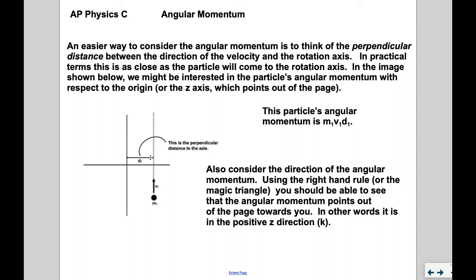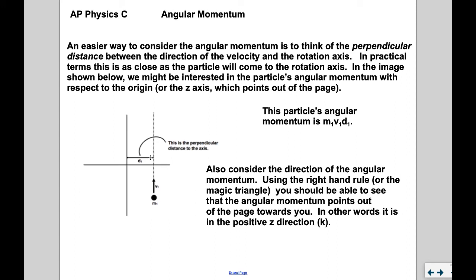So very simply, m1 v1 is the linear momentum of this particle m1, and it comes within a distance d1 of the rotation axis. So we use that as the perpendicular distance, and very simply, the angular momentum is m1 v1 d1.